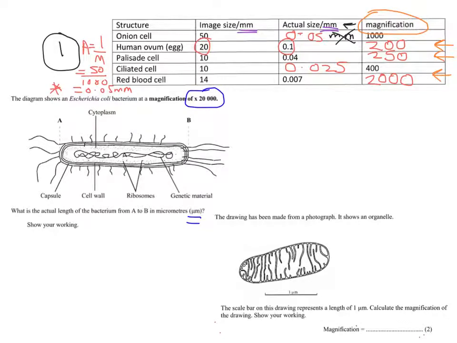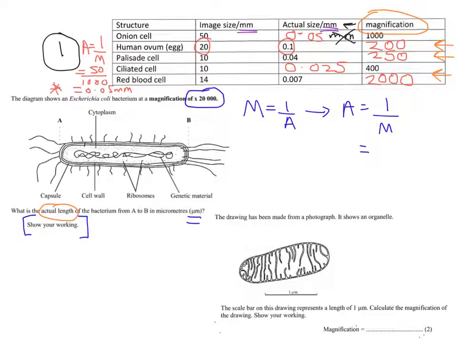Show your working, really crucial. It's asking you to show working, so you won't get full marks without showing working. So start with your basic equation. Magnification is image over actual. It wants you to find out the actual length, so you need to rearrange that equation to get actual. So actual is image divided by magnification.